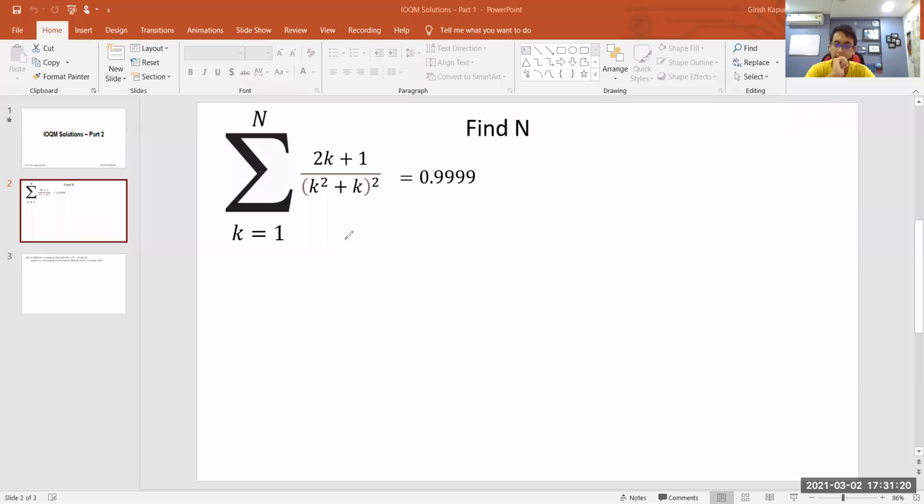Problem number one is a summation problem. Now there's only one key insight into this problem which I will give you as a hint. So let me just write the hint down and all of you can try this out.